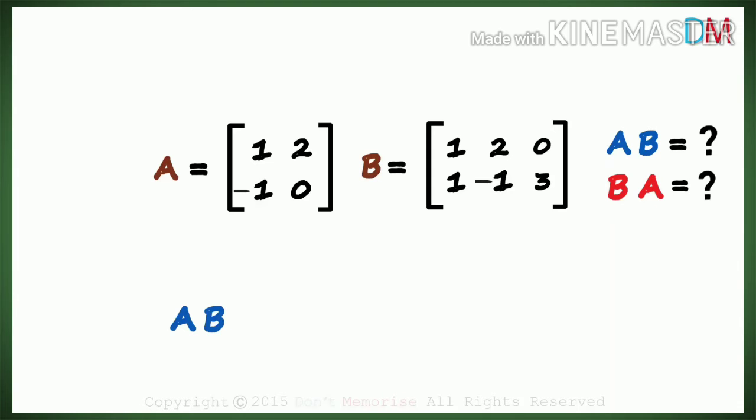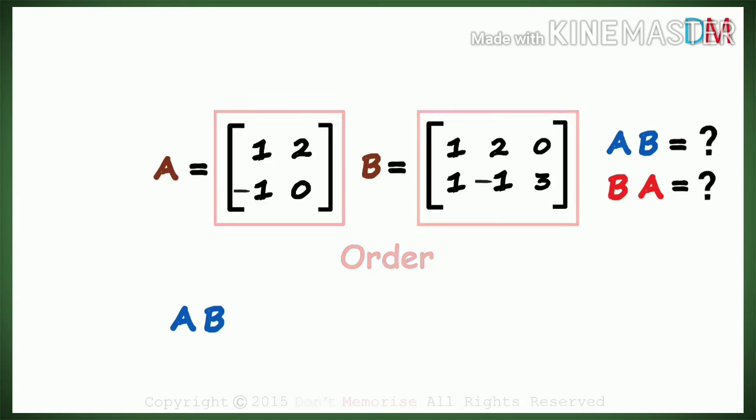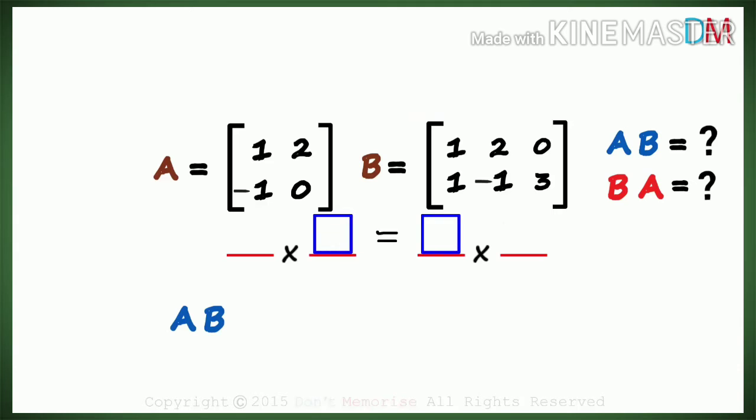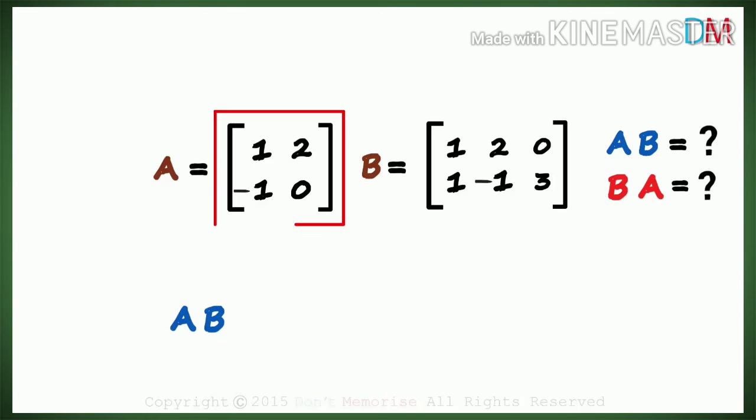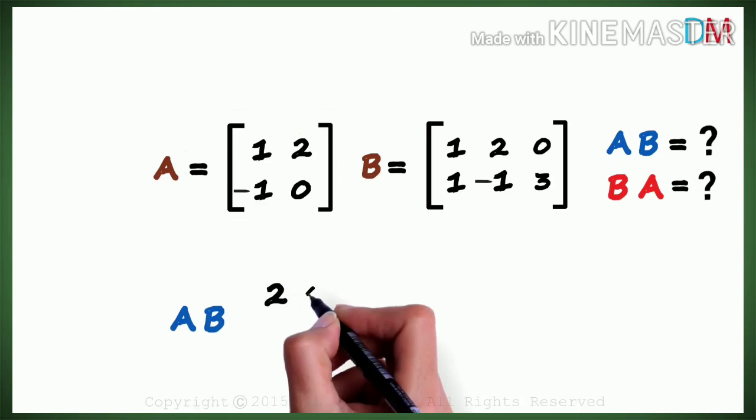How did we check for the compatibility? We found the order of each matrix and checked if the second and the third numbers are equal. If yes, then they were compatible, else they were not. What is the order of the first matrix? It has 2 rows and 2 columns, 2 by 2.